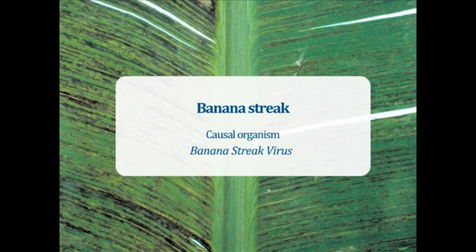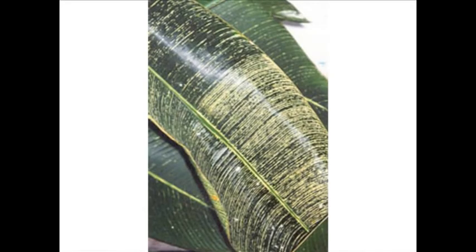Next important disease is the banana streak. It is caused by banana streak virus. Now let's see the symptoms of the disease. The most common symptoms of the disease are narrow, discontinuous, and sometimes continuous chlorotic or yellow streaks that run from the leaf midrib to the margin. In some cases, spindle or eye-shaped patterns are present.